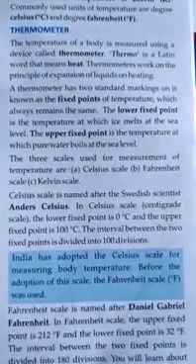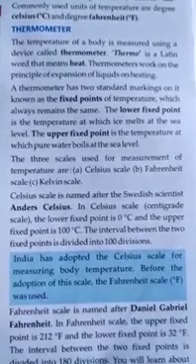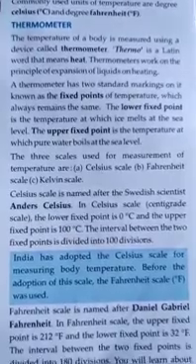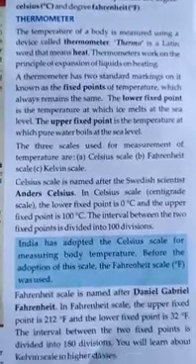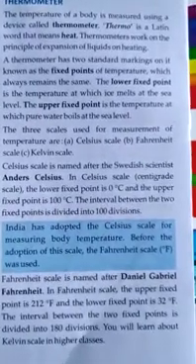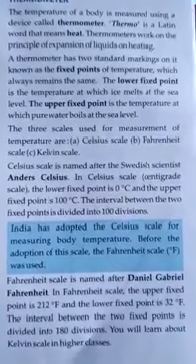The lower fixed point is the temperature at which ice melts at sea level, and the upper fixed point is the temperature at which pure water boils at sea level. The 3 scales used for the measurement of temperature are the Celsius scale, Fahrenheit scale and Kelvin scale.